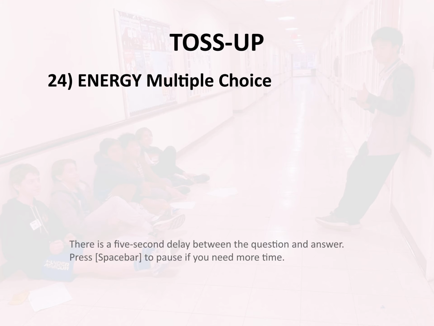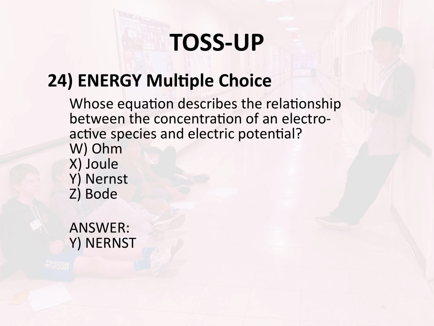Toss-up, 24. Energy. Multiple choice. Whose equation describes the relationship between the concentration of an electroactive species and electric potential? W. Ohm, X. Joule, Y. Nernst, Z. Bode. Answer, Y. Nernst.